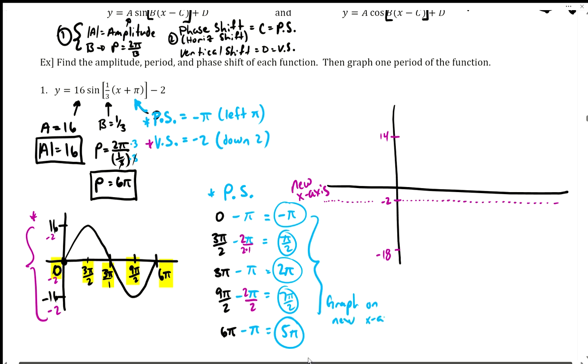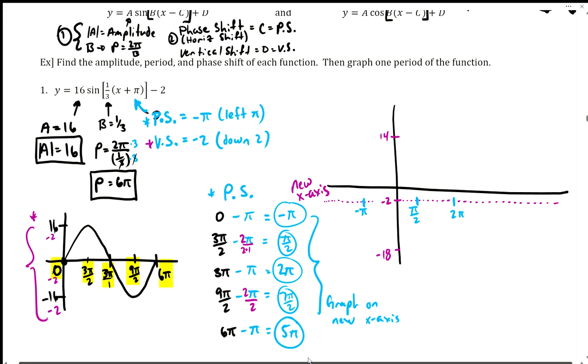New x-axis. Okay, so negative pi would be to the left somewhere. Okay, so I'm going to graph that right there. So there's negative pi. And then all of these should be equidistant apart. So let's try our best again. So this should be probably about where pi halves is. And then 2 pi is about there.